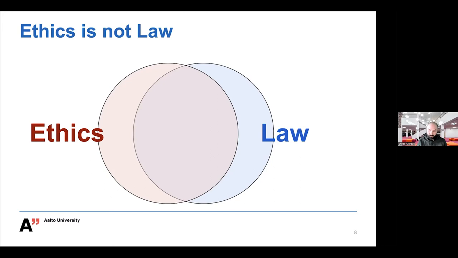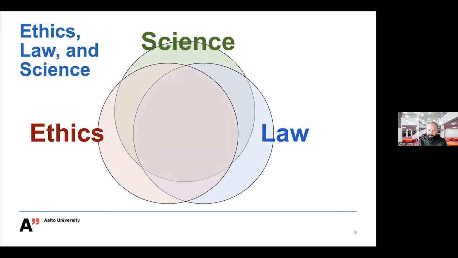If on top of this we add science, you can understand that ideally scientists would like to be in the spot where science is ethical and lawful, but sometimes scientists might decide to do something that is ethical, even though the law would forbid it, or worse, scientists might still respect the law, but do something unethical.